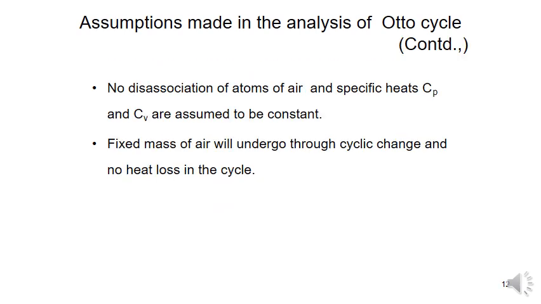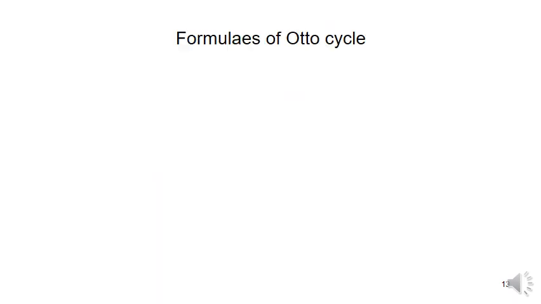No dissociation of the atoms of air, and the specific heats Cp and Cv are assumed to be constant. Fixed mass of air will undergo the cyclic change and no heat loss in the cycle. We assumed that Cv is a constant because we are supplying heat at constant volume. A fixed mass of air will undergo a cyclic change and no heat loss in the cycle.